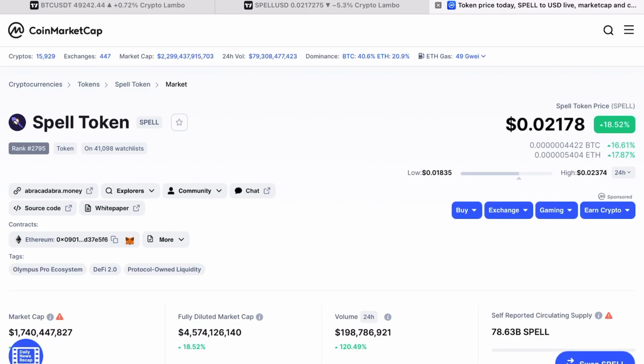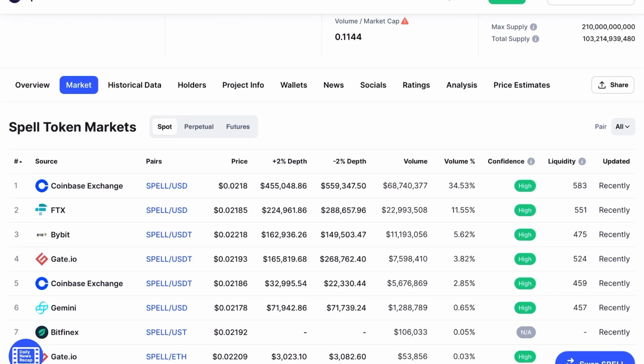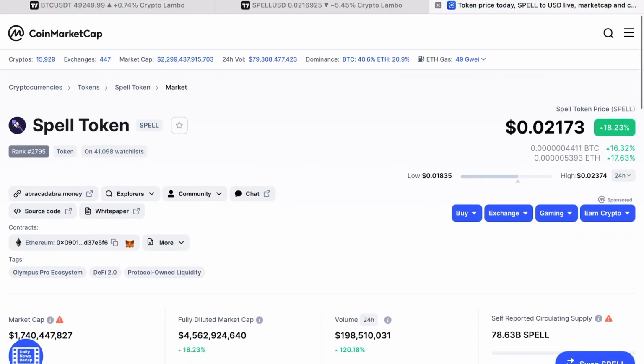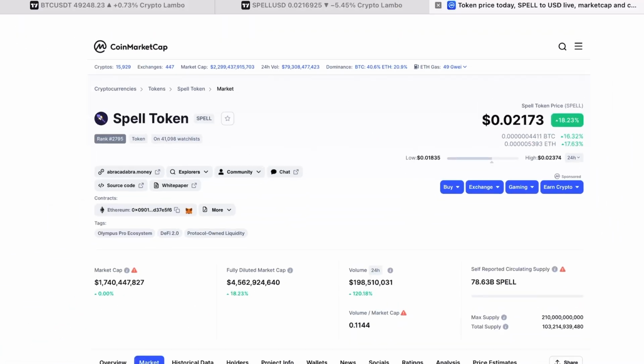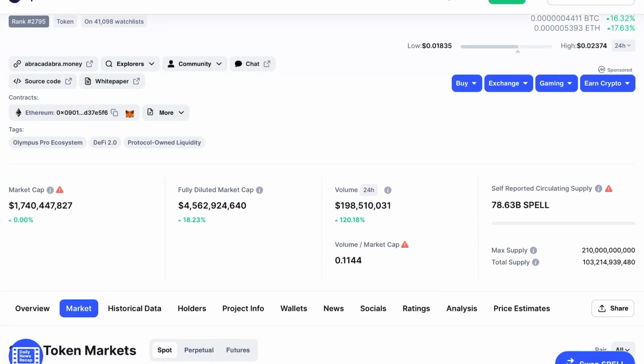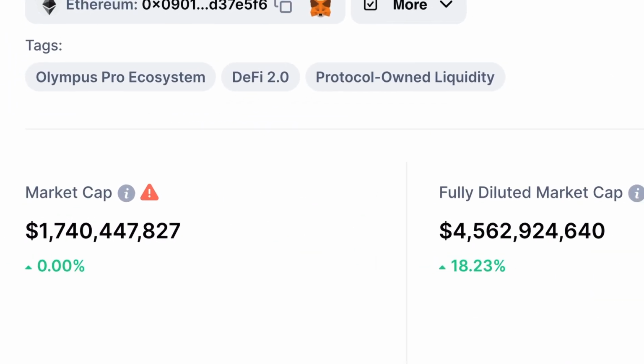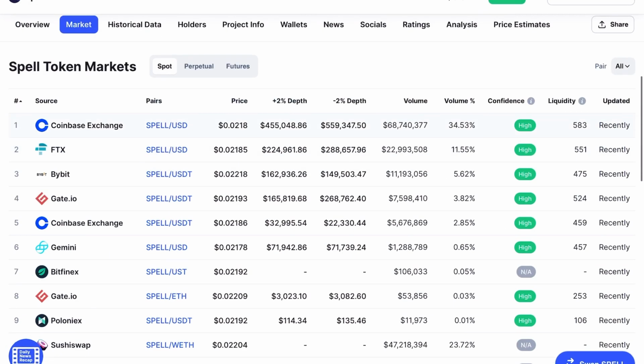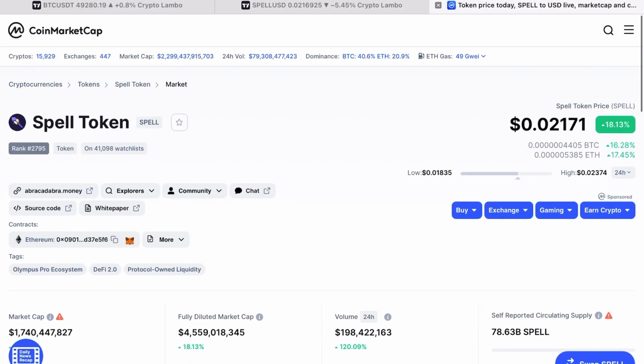So this token, I will make another video, some small review for this token, but generally you can see more and more exchanges start listing this token. Coinbase, FTX, Bybit, Gate.io, Gemini, Bitfinex, Poloniex already listed it. The price is still early, only 2 cents, and total supply is 103 billion, and circulating supply is already 78 billion, and market cap almost 2 billion. But we are still early with this token, and I think maybe in the next few months, maybe next year, Binance will list this token also.